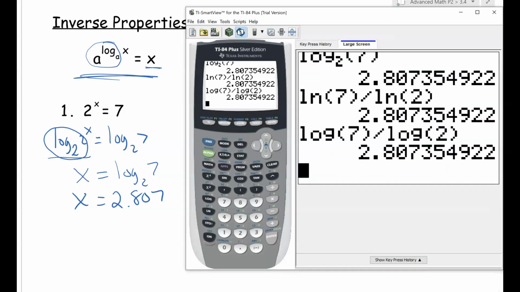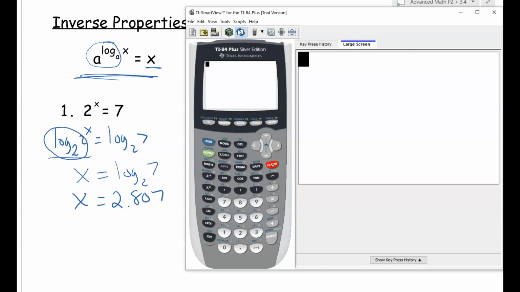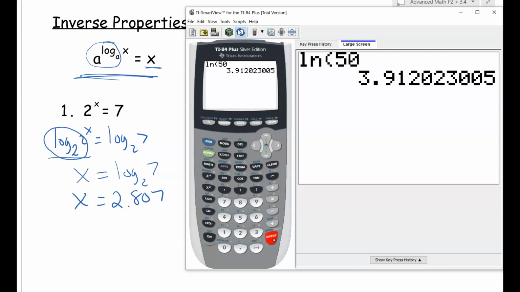Well, that's a little bit easier, and most calculators can handle that. If I clear the screen here, so we just say ln 50, and we're going to enter. So 3.912.